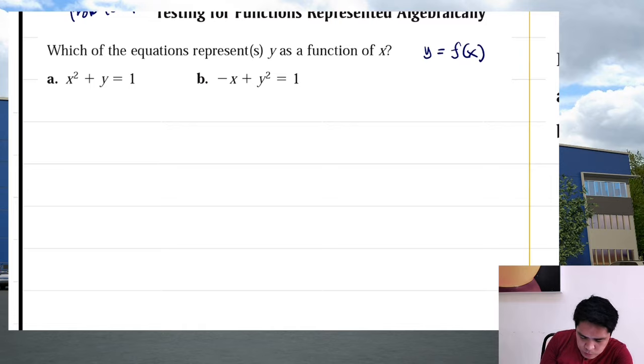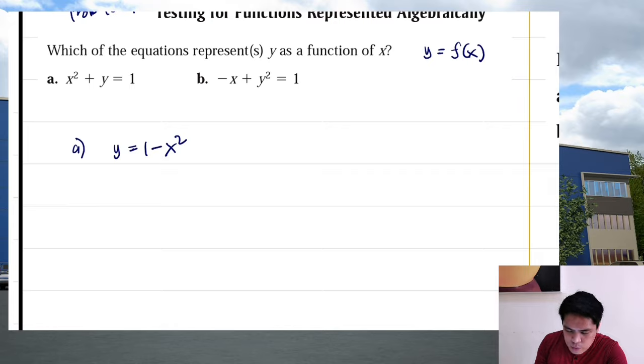Okay? For number 1, letter A, if we solve for y, this will become y equals 1 minus x squared. Okay? So, this is a function, or this describes y as a function of x, because for any real value of x, that will result in a single, unique value of y. Okay, then that is a function.